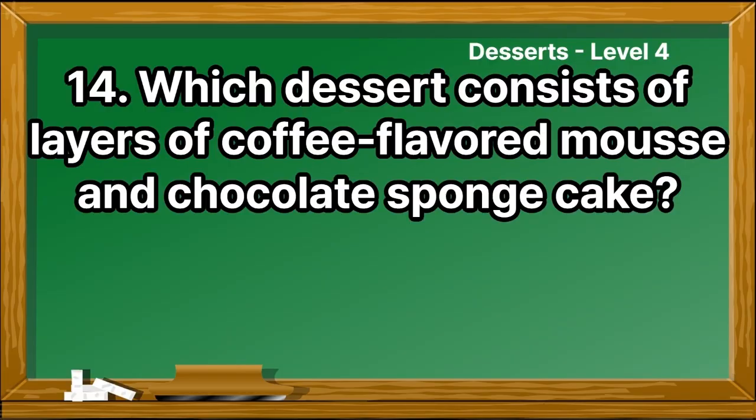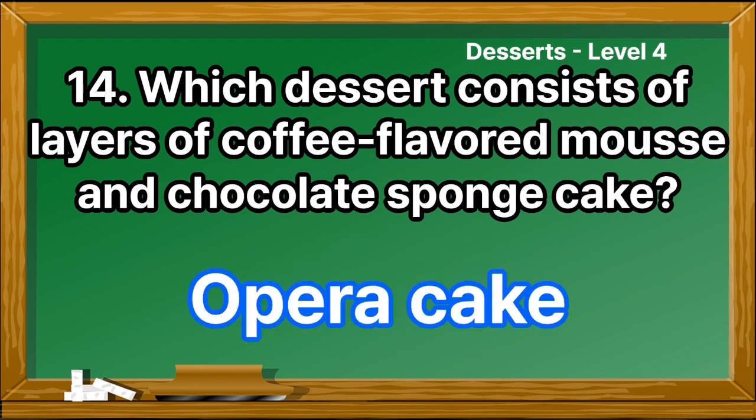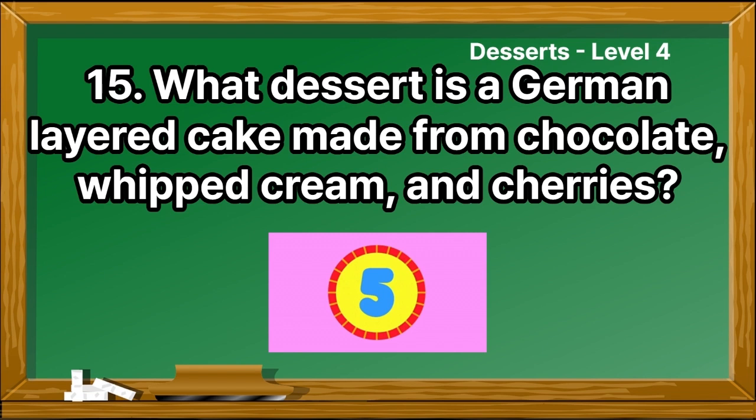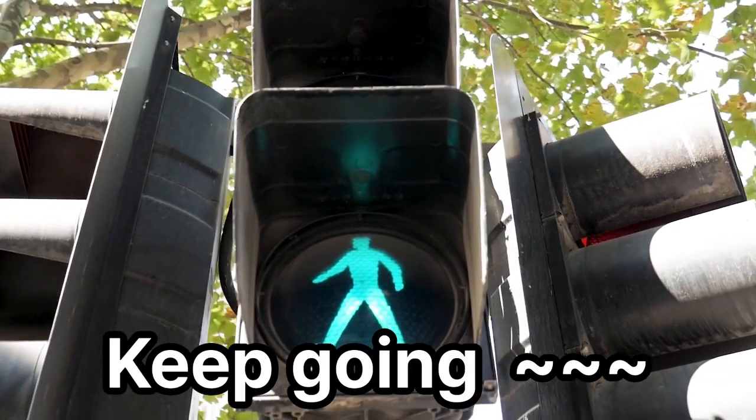Which dessert consists of layers of coffee-flavored mousse and chocolate sponge cake? Opera cake. What dessert is a German layered cake made from chocolate, whipped cream, and cherries? Black Forest cake. Keep going.